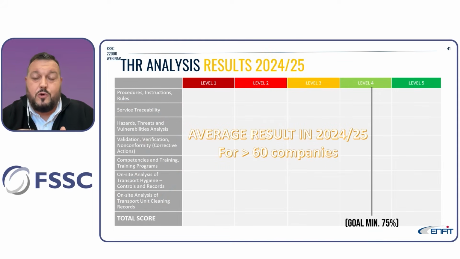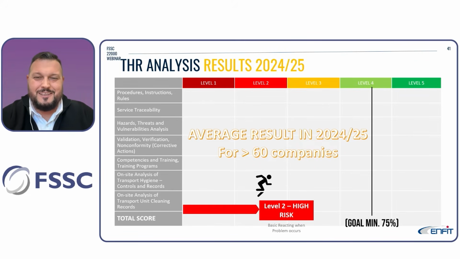So in 2024, results were shown. Of course, we continue doing this in 2025, and I would like to share the results with you. The average result in 2024-25 for more than 60 companies was for a total score of level 2, which is a high risk. So for all of these 60 companies, the average result was level 2, a high risk, which means that a lot of problems were found that were not previously seen in the systems, not previously seen in the transporting processes. So we really needed to analyze all of this, and we needed to share all of these results.